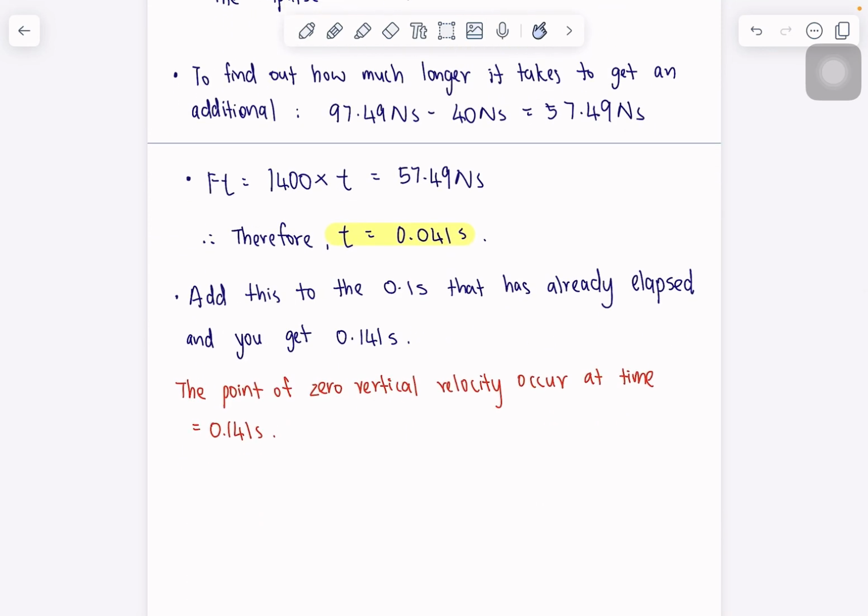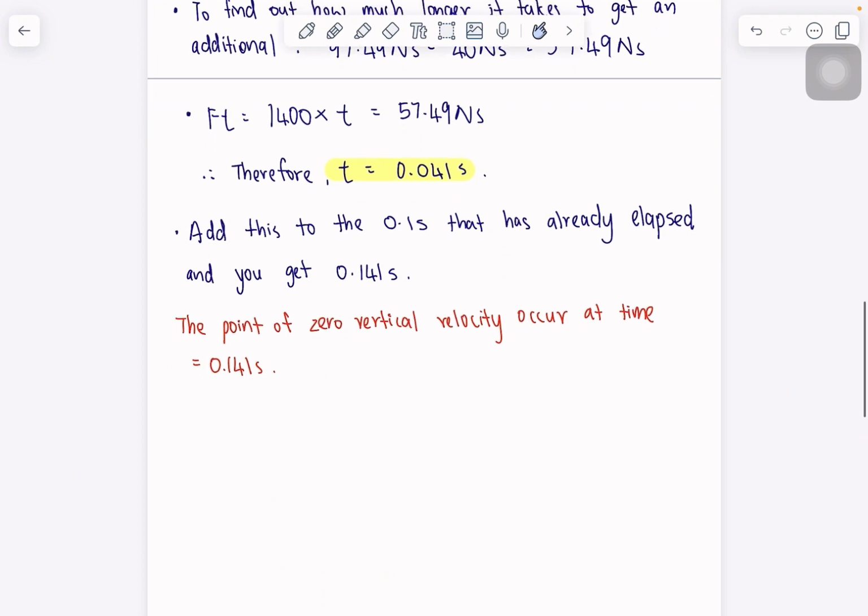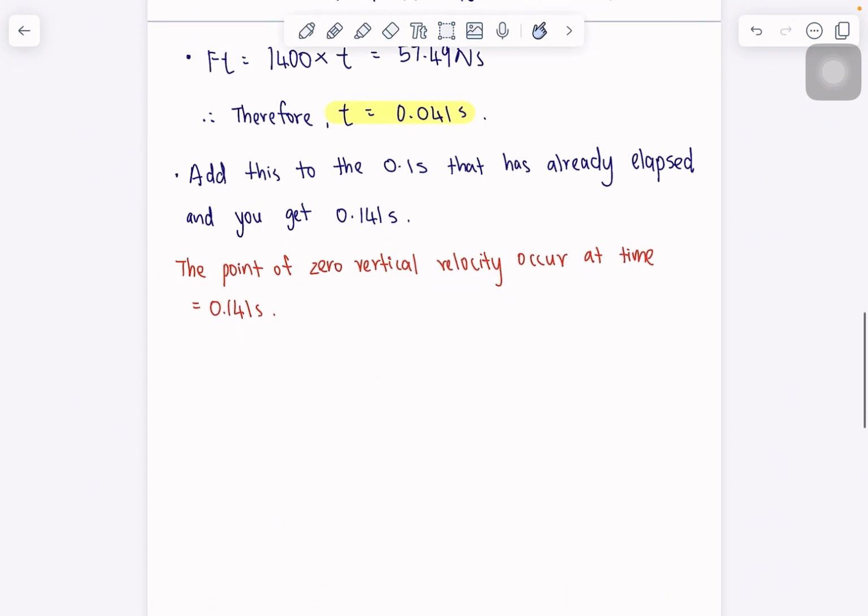To find the time, we let Ft equal 1400 times t, and this equals 57.49. So we found that t is equal to 0.041 seconds, and we have to add the 0.1 seconds that had already elapsed. Therefore we get 0.141 seconds. So the point of 0 vertical velocity occurs at time 0.141 seconds. I think that's all for us.